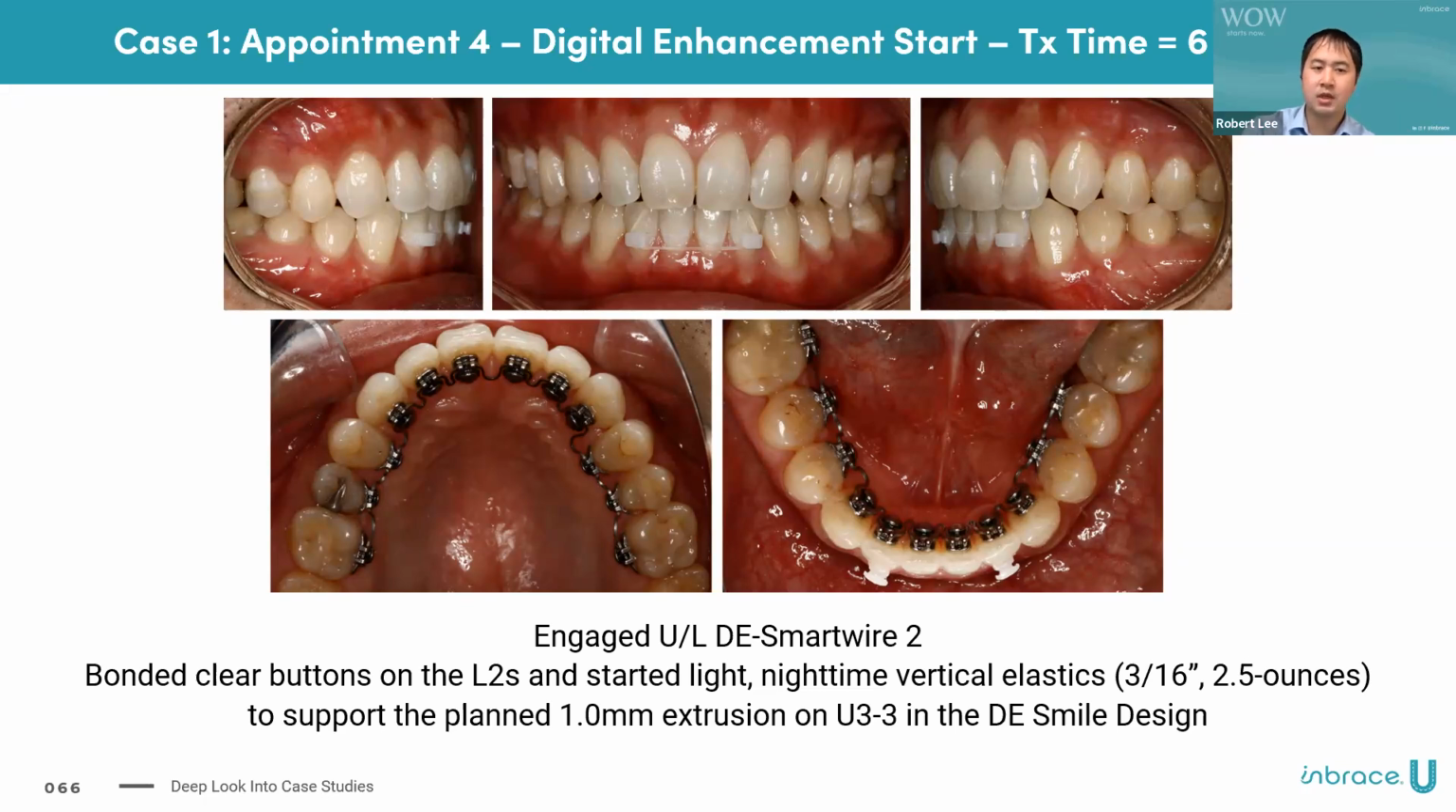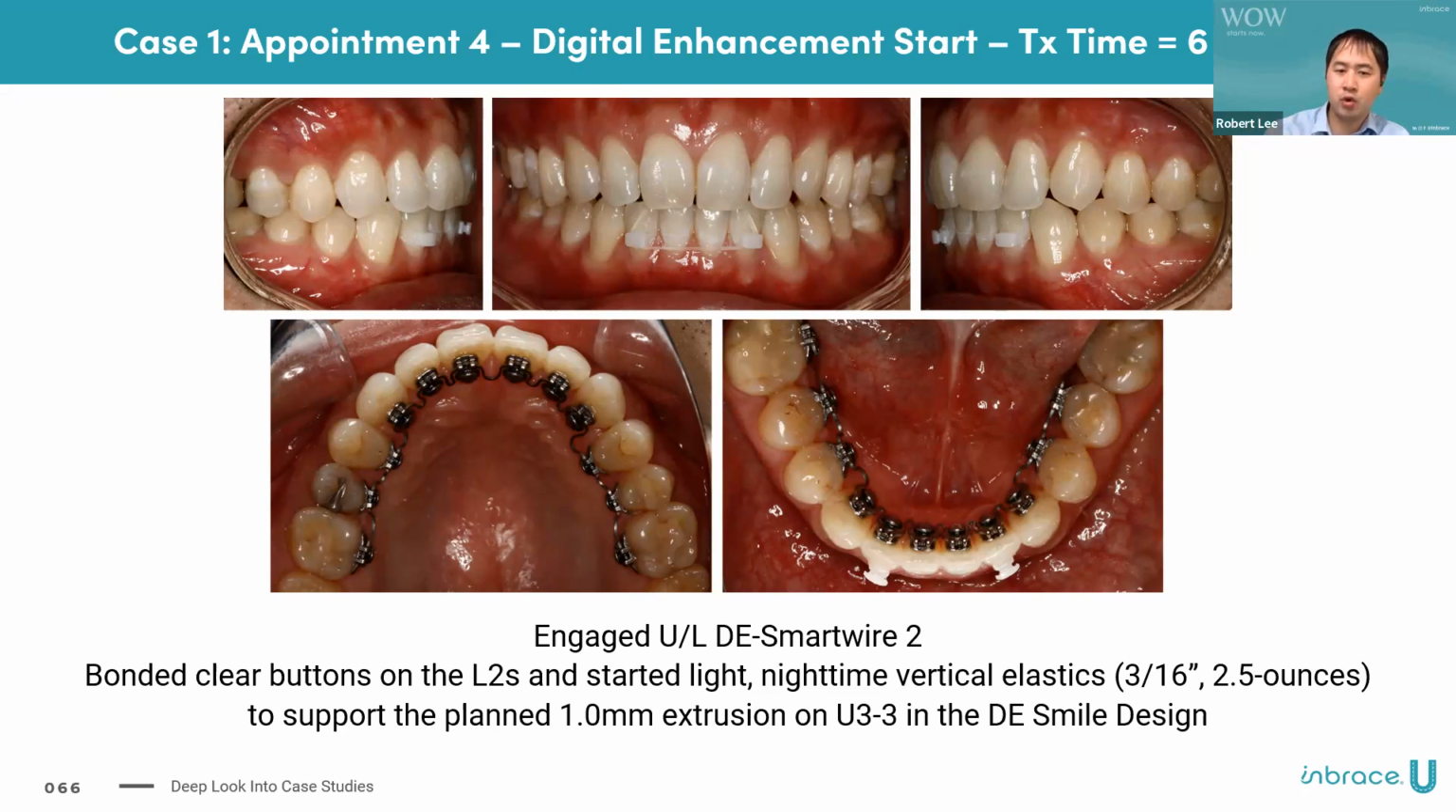There's only minor movements happening here. Because the upper 4s had overshot, I'm now trying to extrude your upper 3 to 3. We did start some nighttime vertical elastics, which I've gone over in the past 2 webinars. My preference is bonding buttons on the lower 2s and then having them run it from the IP loop to the upper 1s. This is very discrete, which patients prefer. So I'm just trying to support my vertical movement.